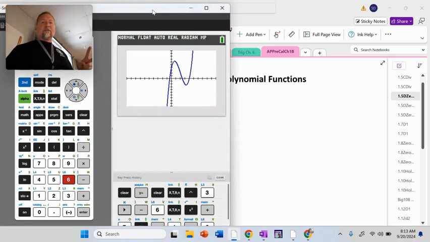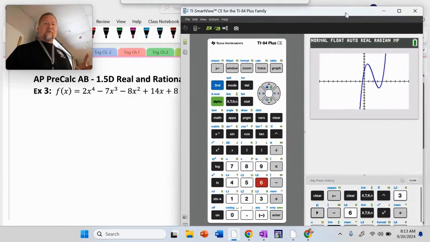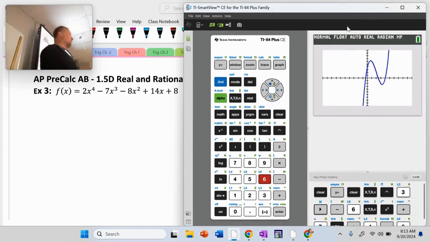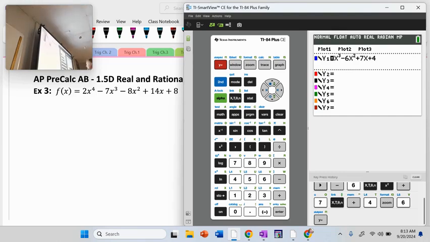Think of this polynomial as that person in the hallway that you just don't like. I'm just kidding. That's a terrible thing to say for the kids there.